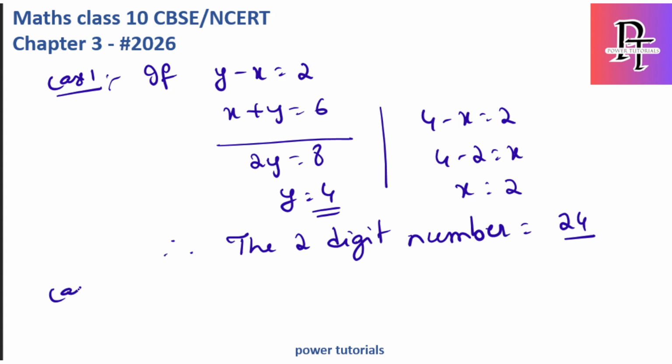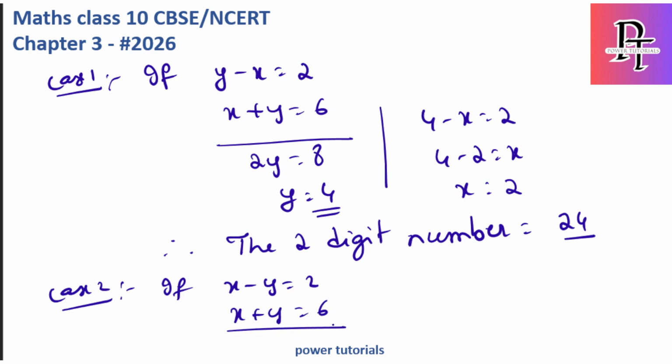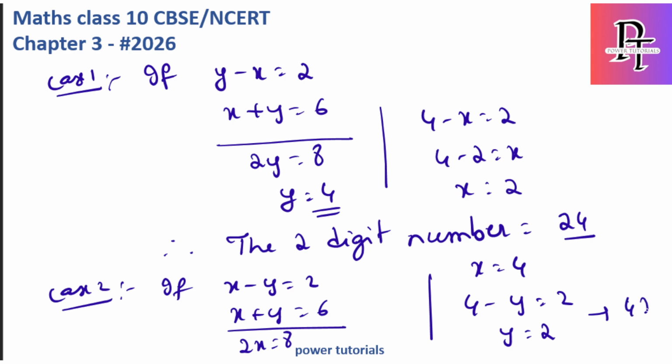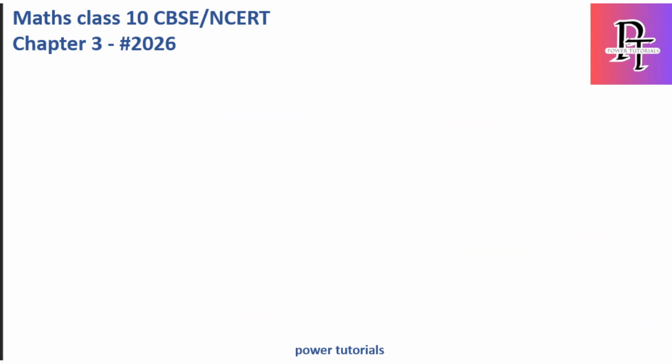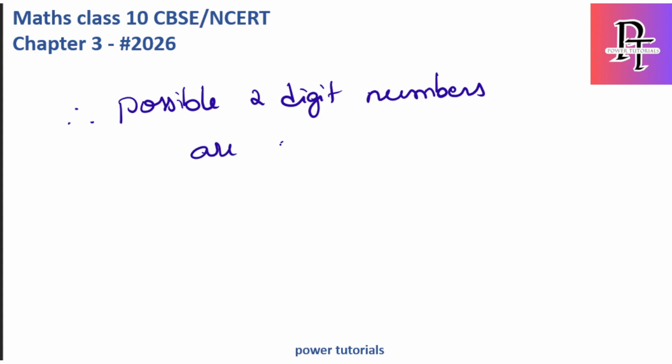Case 2. Why am I doing two cases? Because they mentioned differ by 2, but they haven't mentioned which is greater. So in case 2, I am assuming x minus y is equal to 2 and x plus y is equal to 6. If I add these two, I will get 2x is equal to 8, so x is equal to 4. If I substitute in the first equation, 4 minus y is equal to 2, so y I will get as 2. So the number becomes 42. I got two solutions. Therefore, the possible two-digit numbers are 24 and 42. There can be no other cases.